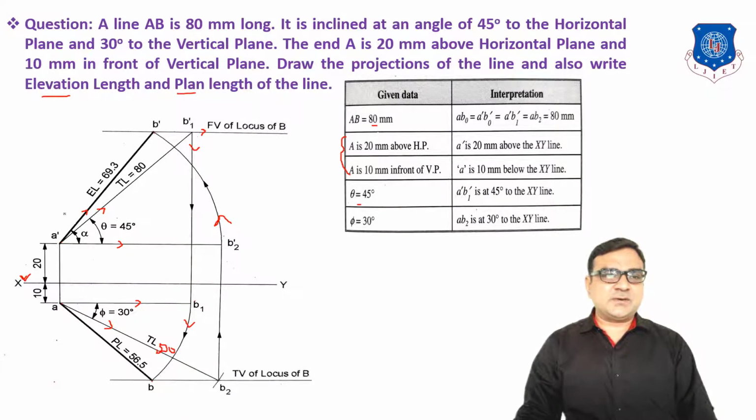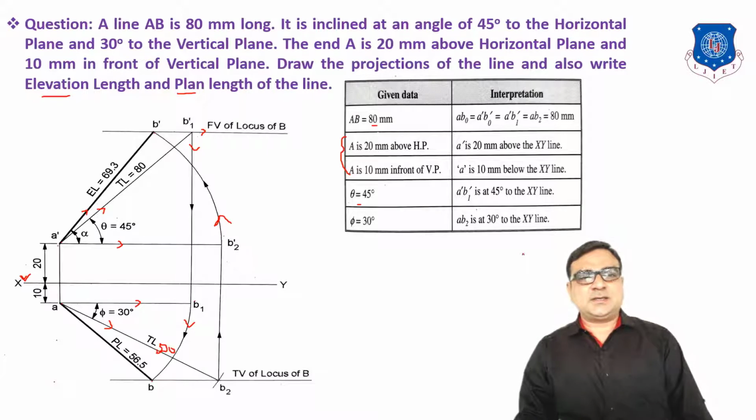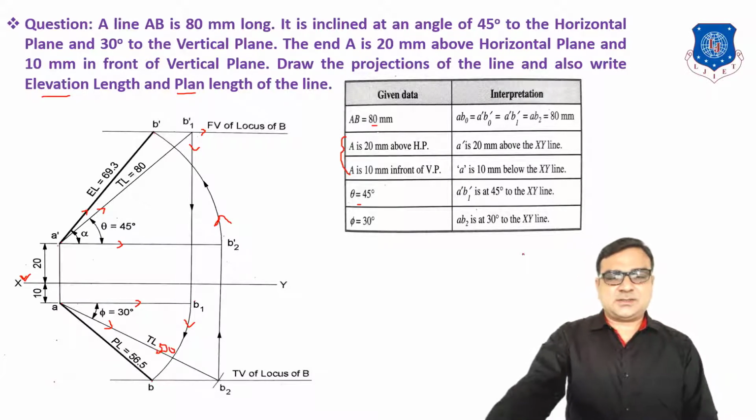So when you measure with the use of a scale, the distance between A dash and B dash, which is the front view, is approximately 69.3, and the top view, small ab, the plan length, is 56.5. So these are the answers.